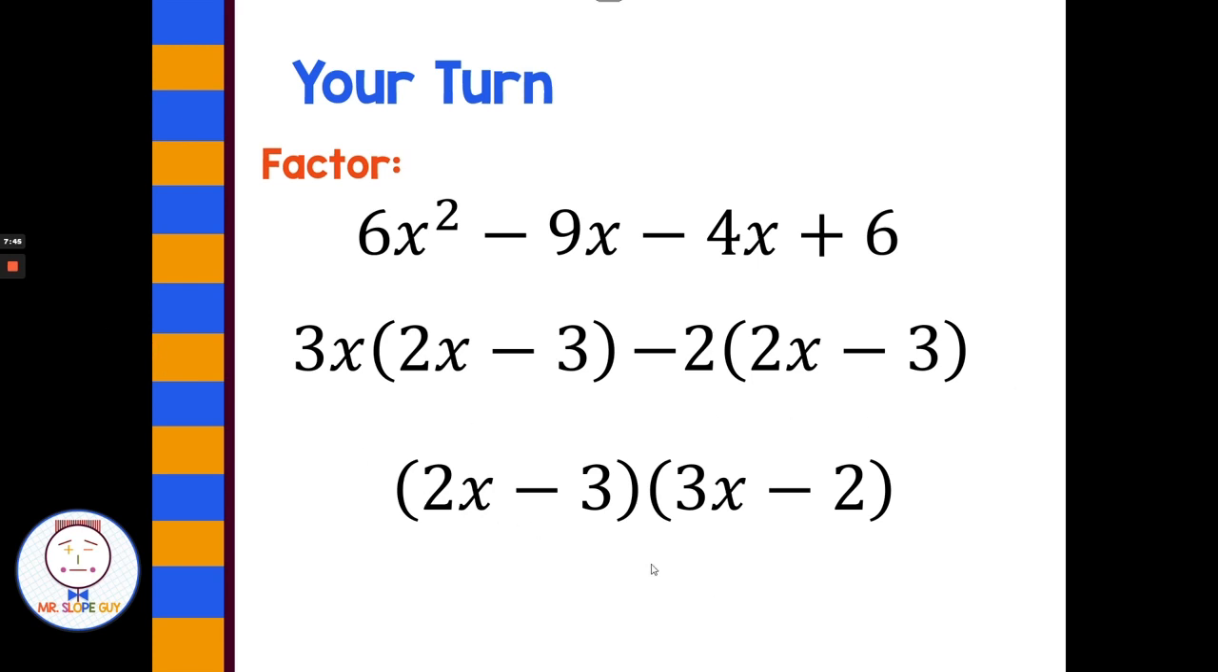Can always double check this. I can multiply this out, and I should get these four terms back that I started with, so I know that these are equivalent expressions. This one is an addition, and this one is a multiplication of a binomial times a binomial. And I can always double check my binomials, make sure there's no GCF, no difference of squares, to make sure everything is factored completely.